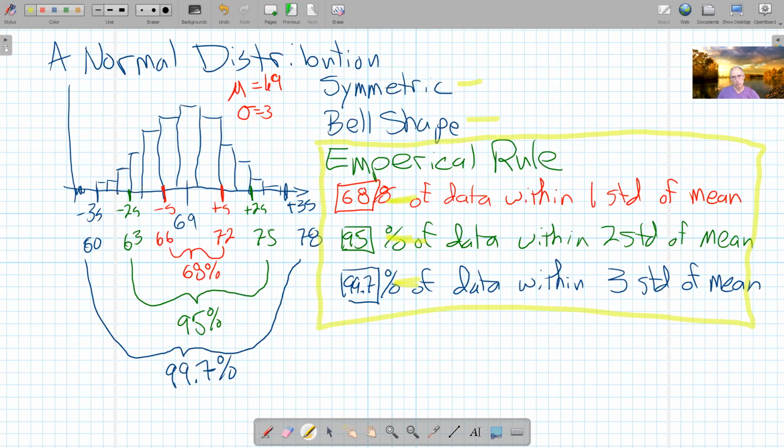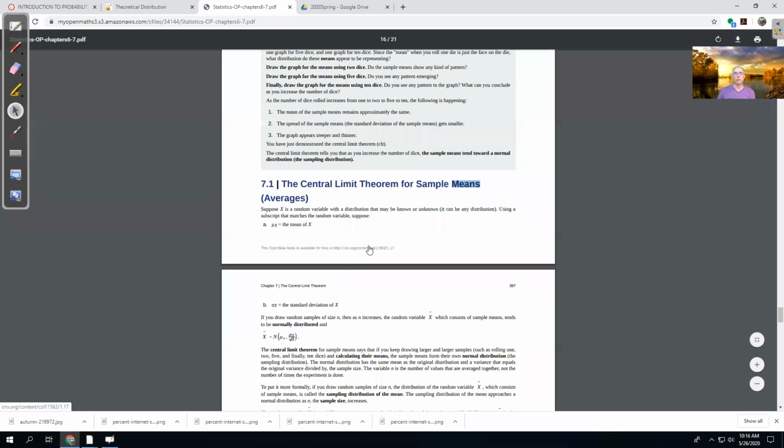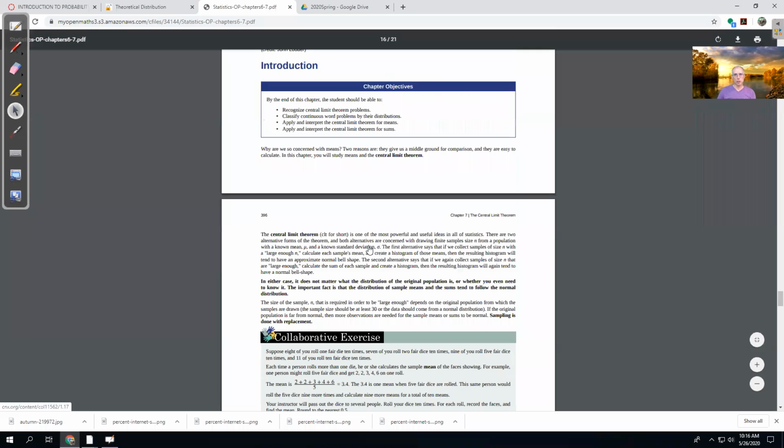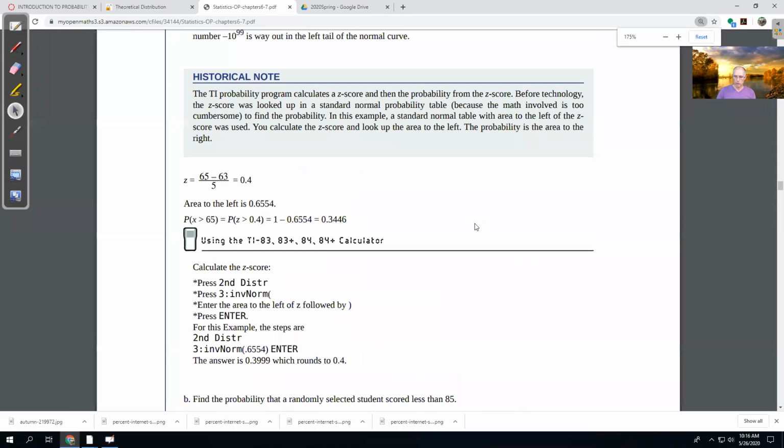Okay, so that's like the experimental version of what a normal distribution is. The theoretical version is a wee bit more weird, and I'll talk about theoretical versus experimental in a sec, but I need the textbook here. Oh, I opened it right there. All right. So back to 6.1, and let's pull this up.